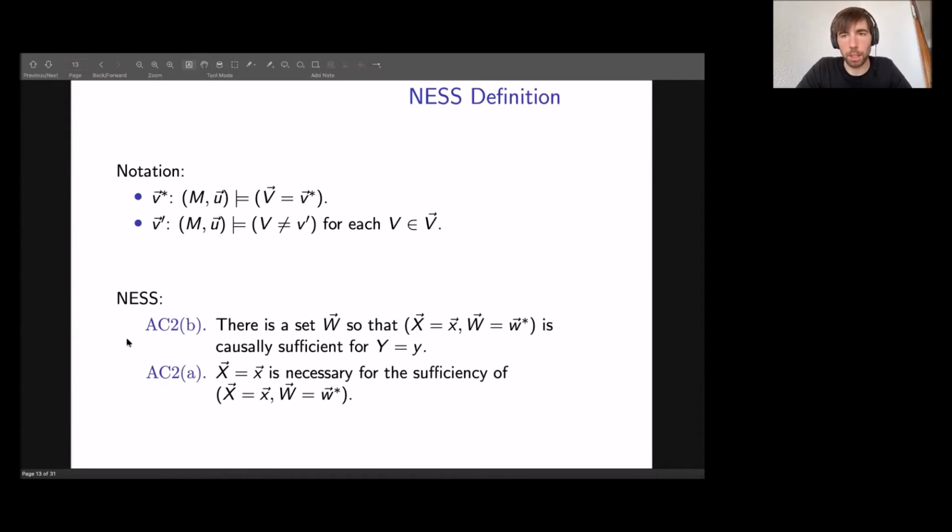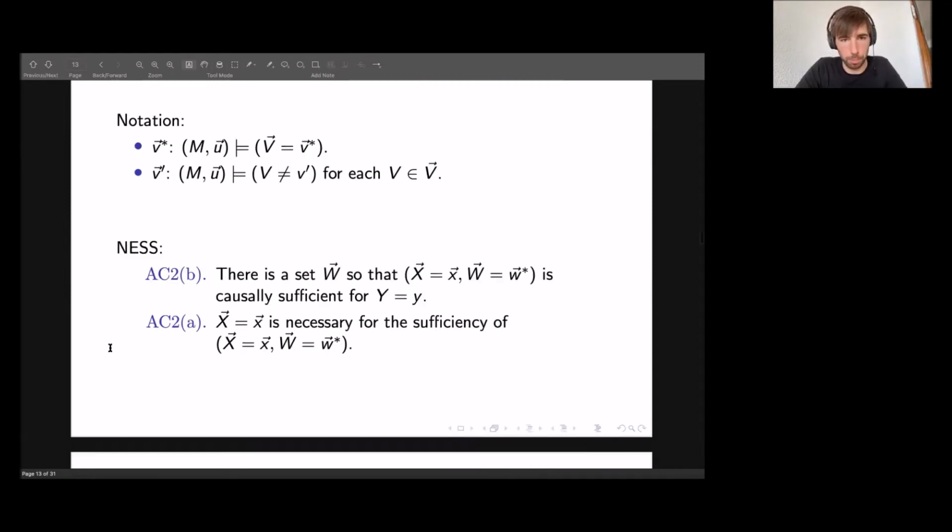So being a necessary element of a sufficient set means that there is a set W so that the actual values of W together with the values of X are causally sufficient for the outcome. Then necessity, I'm not spelling it out anymore, I'm simply saying that somehow X is necessary for the sufficiency of the set we were talking about. And therefore the challenge lies in how we define sufficiency.